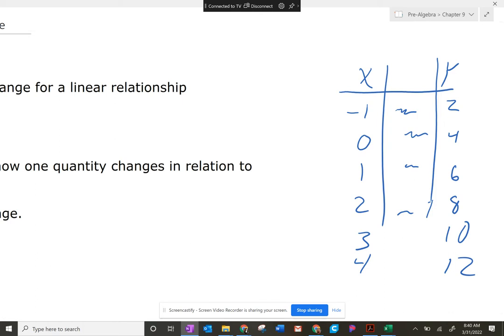This stuff that's happening over here is referred to as our rate of change. So you guys have already seen this. We're just giving it a fancy name right now. Okay? So the rate of change is how much it changes for a linear relationship. Because if I had graph paper, could I make this into a line? Without a doubt. I can make it into a perfectly straight line. It's going to be great.